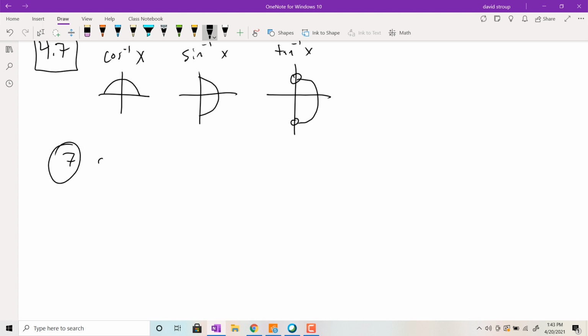And again, you should be drawing little pictures with these when you figure them out. For the first one, I'm looking for an angle from 0 to pi that gives me root 3 over 2. So you think about your reference angles, that has to be pi over 6.